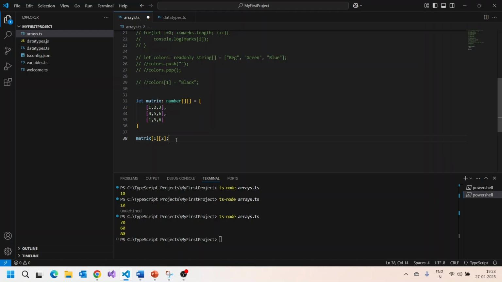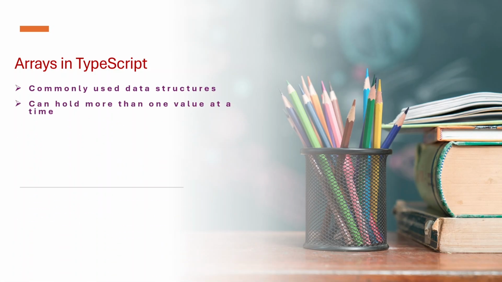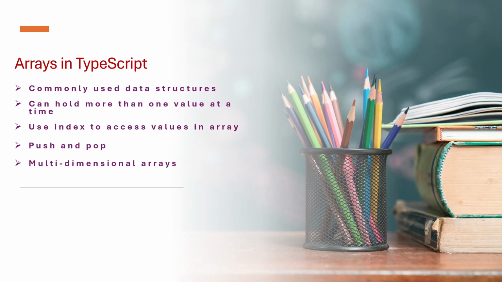This is all about arrays. Let us recap. Arrays in TypeScript are commonly used data structures, and arrays can hold more than one value at a time. We use an index to access the values inside an array. We have push and pop methods in order to add new values at the end and remove a value from the end of the array. And we have multi-dimensional arrays. We can create immutable arrays using the keyword readonly.